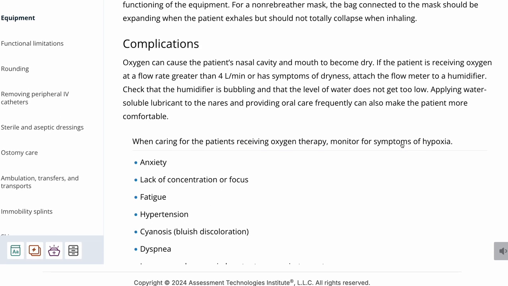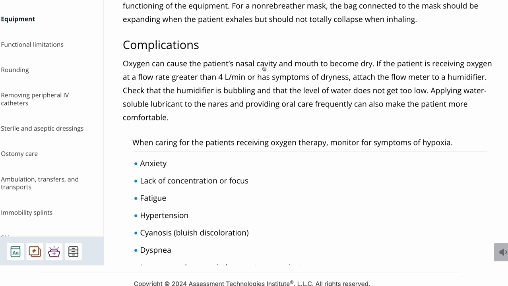Complications from oxygen. Oxygen can cause the patient's nasal cavity or mouth to be dry. If a patient is receiving oxygen at a flow rate of 4 liters or higher and has dryness, always attach the flow meter to a humidifier. And it's just basically water, the little part that comes from the wall or the oxygen tank. It's like a little water device, and it blows bubbles. The little bubbles you hear, that's bringing water in to moisturize the nose.